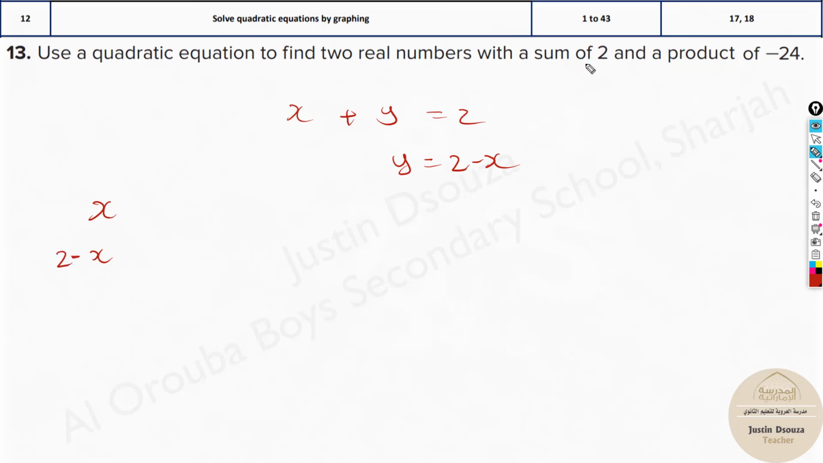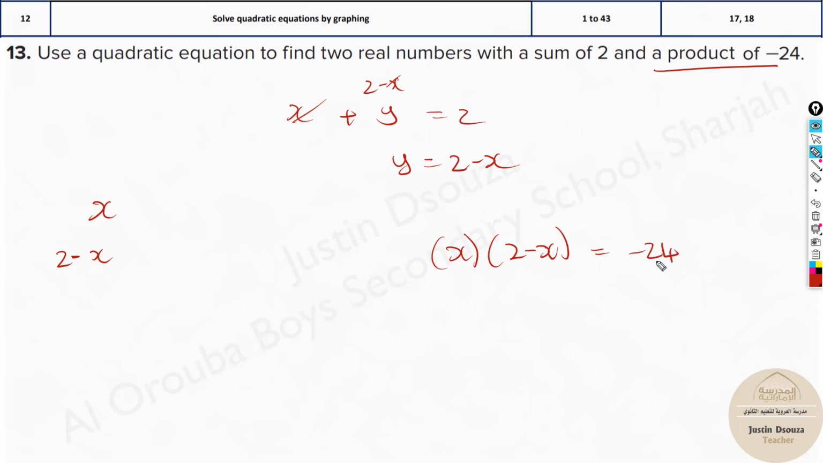Now I know the sum is 2, right? But if I just substitute over here, it doesn't help me because I'll get back the same thing. If I just substitute and start solving, x cancels, 2 will be equal to 2. This doesn't help. But they have told the product is minus 24. So what I do is I'll write this first number, multiply it with the second number, and I must get equal to what?